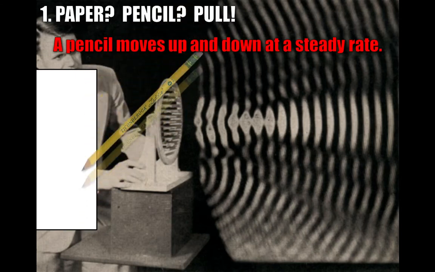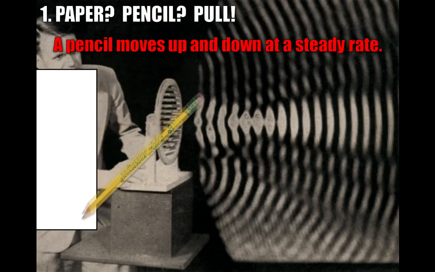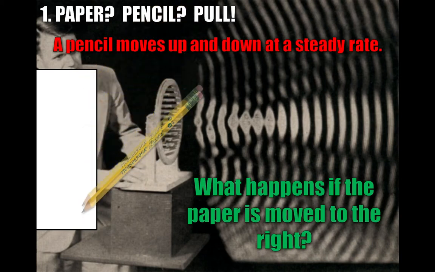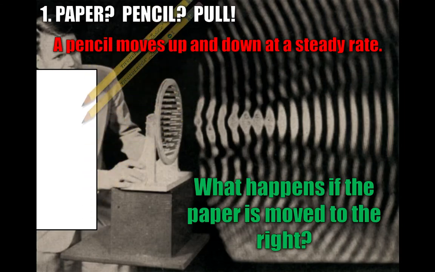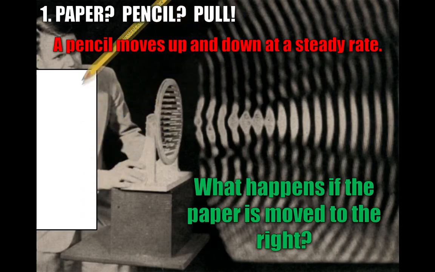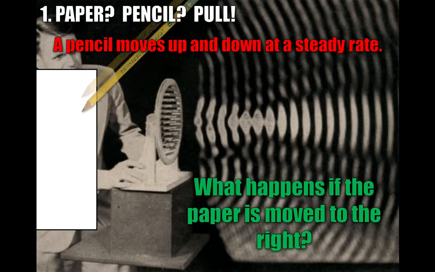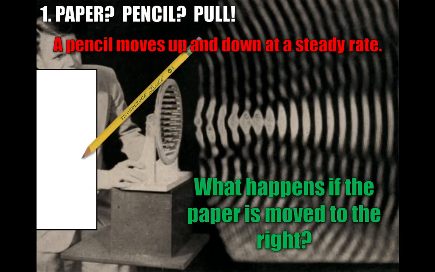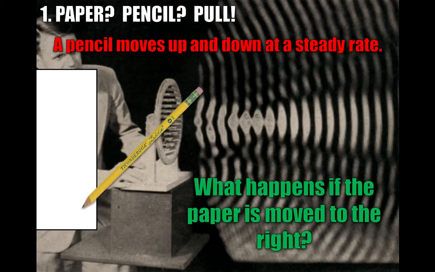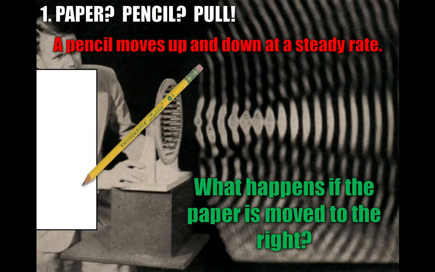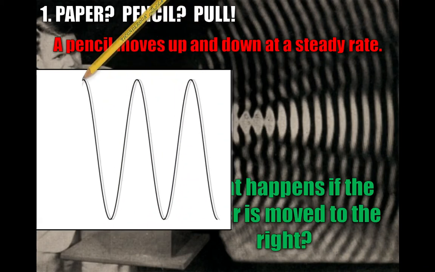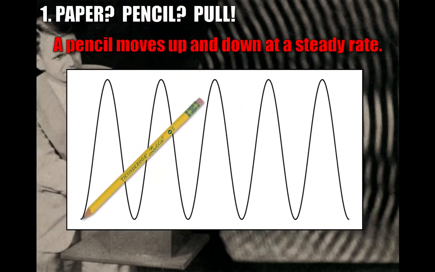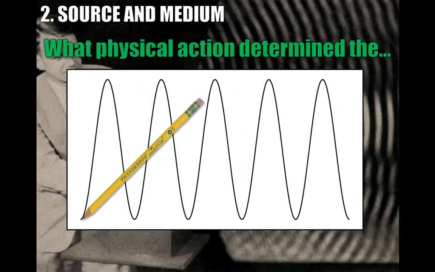Suppose a pencil moves up and down at a steady rate. What happens if the paper is pulled to the right? So the pencil is in contact with the paper and it's steadily moving up and down. What do you think will happen if we pull the paper to the right? Let's go ahead and give that paper a pull. As you can see, it makes a sine curve, or a wave shape.